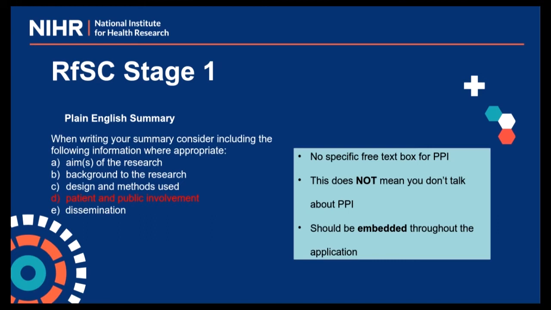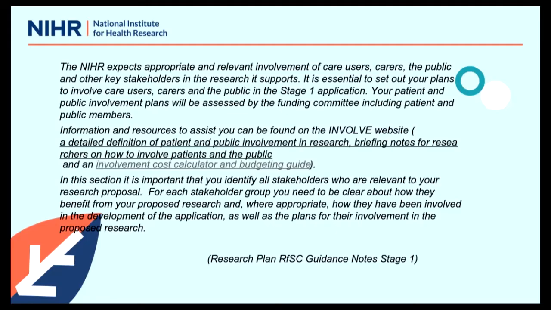Okay, so I'm going to have a little look a little bit more closely now at the application form and the expectations. So at stage 1, you'll see there's no specific box for you to discuss public involvement. There is a reference to PPI in the plain English summary, so you'll need to include a small, brief overview here. But although there is no specific box for public involvement, it doesn't mean that you shouldn't talk about it, and the panel will expect to see it embedded within the application.